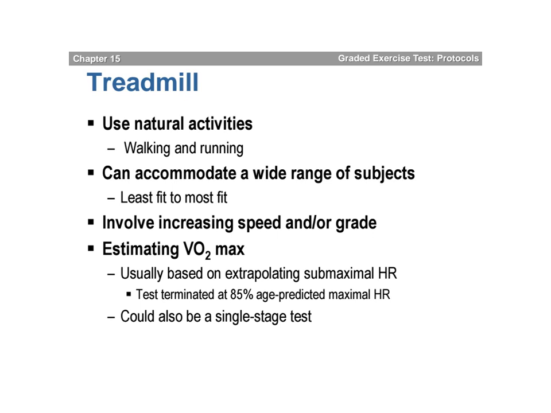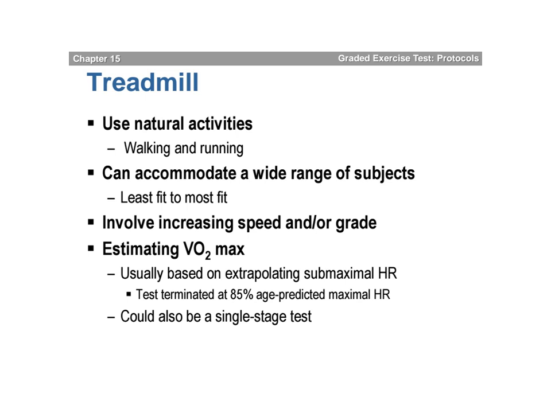For measuring VO2 max, the treadmill is probably the most commonly used instrument. It has a number of advantages. The first is that it involves very natural activities such as walking or running. It can also accommodate a wide range of subjects depending on the different level of fitness, from least fit to most fit. It's very flexible. You can increase the work rate by either increasing the speed and or the grade. And it's used for estimating VO2 max.